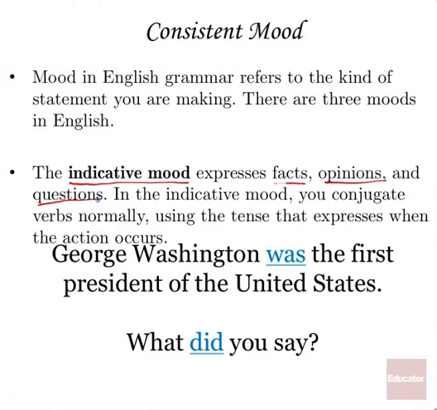In the indicative mood, you conjugate verbs normally using the tense that expresses when the action occurs. George Washington was the first president of the United States. Past tense. What did you say? You made noise just now. I'm sure it was words. What did you say? Simple indicative mood. We're talking about a fact. George Washington was the first president. We're asking a question. What did you say?